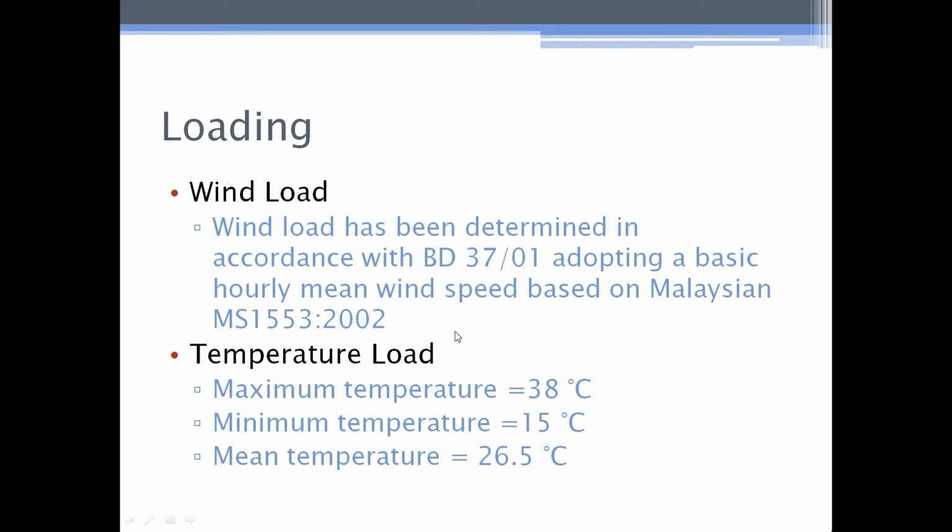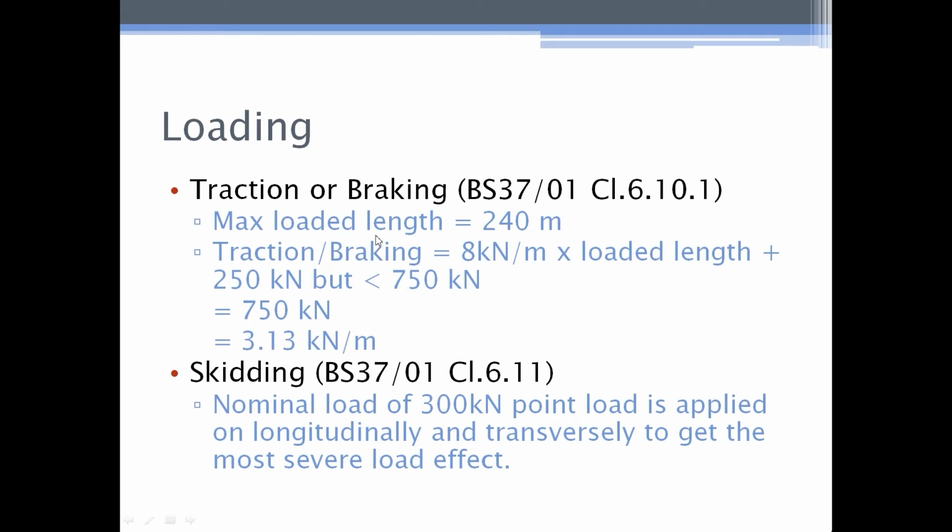The wind load has been determined in accordance with BD 37/01, adopting a basic hourly mean wind speed based on Malaysian MS 1553:2002. Temperature load ranging from a maximum of 38 degrees Celsius to a minimum of 15 degrees Celsius. Mean temperature adopted 26.5 degrees Celsius. Traction or braking will be according to BD 37 based on the max loaded length.